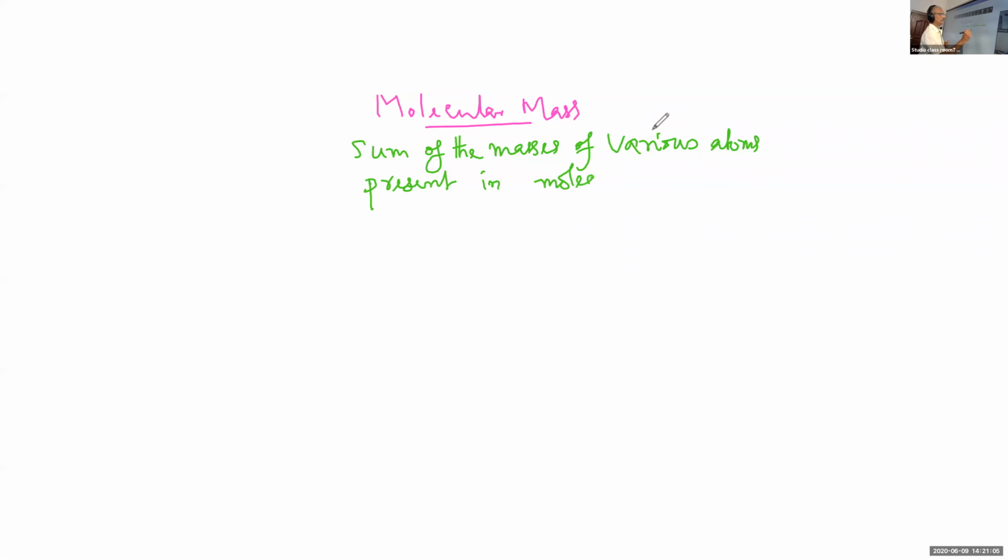It is the sum, the other definition you just forget. You remember this definition. Molecular mass is the sum, the total of the masses of various atoms present in a molecule. So to get the molecular mass of a substance, maybe an element or maybe a compound, you just add all the atomic masses so that you will get the molecular mass. Say, for example, you calculate the molecular mass of methane.